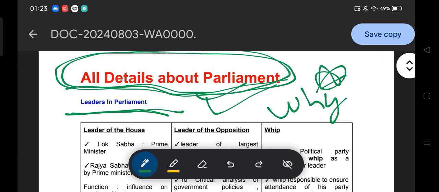So there are different provisions in parliament. For example, there are different proceedings in parliament, and different terms and different sessions as well. When we talk about parliament, it's very important from the exam point of view for SSB lecturer and SSB PGT. Each and every year they are quite interested in asking different things regarding the parliament. So I think this is the right time to discuss parliament from the exam point of view.